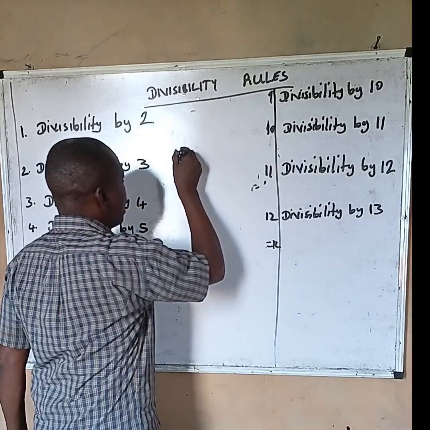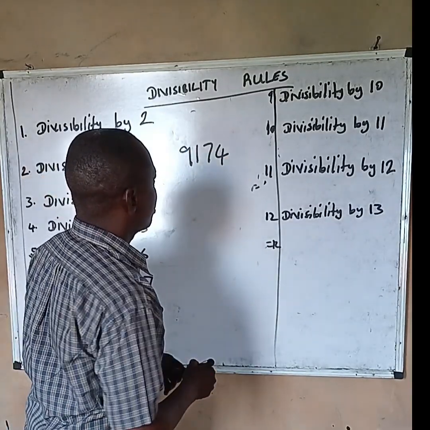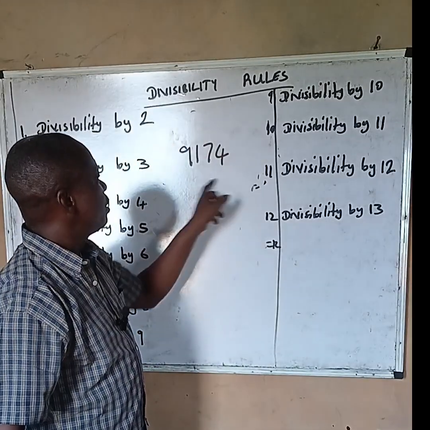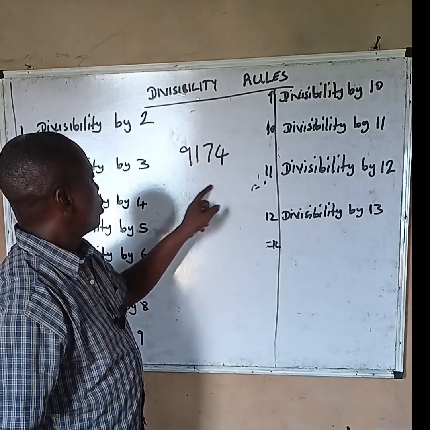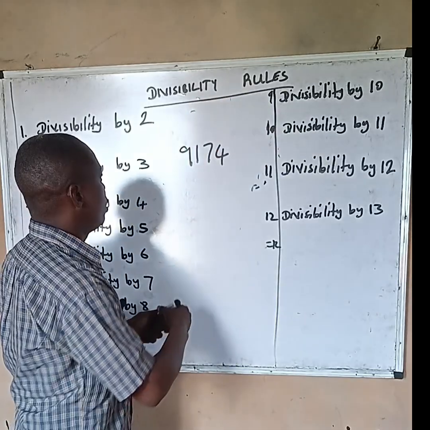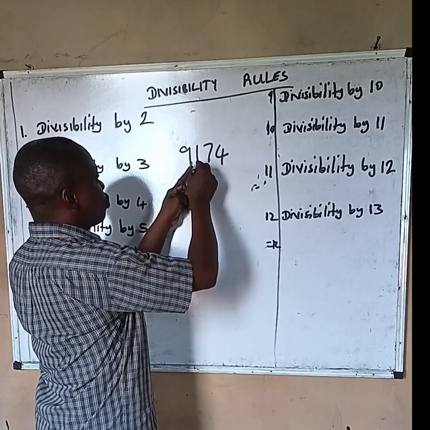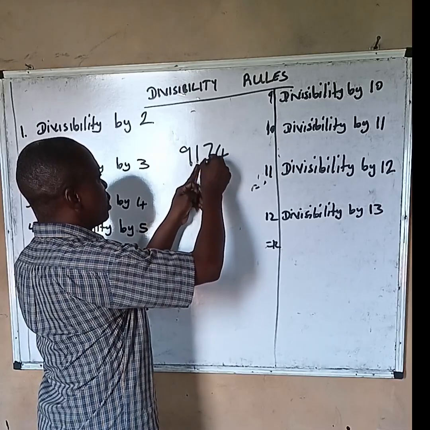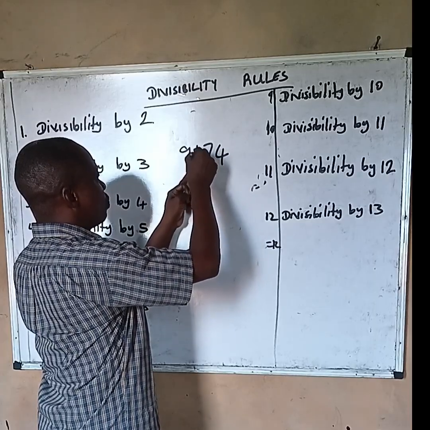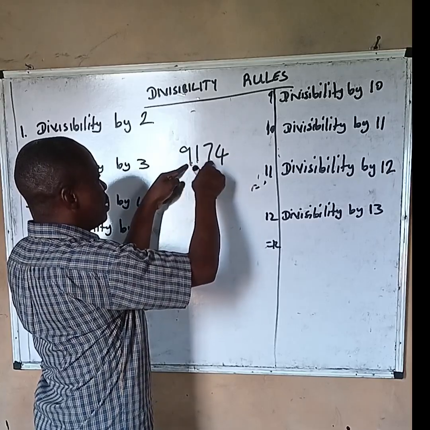All right, let's try 9174. How do we know whether 11 can divide this number? Like I said, add the digits in the odd places. When I mean odd places, this is odd, this is odd. 1, 2, even. 1, 2, 3, 4. So 1 is odd, 3 is odd, 2 is even, 4 is even. So we have 4 digits. These are the even, these are the odd. So we are going to add the odd places.